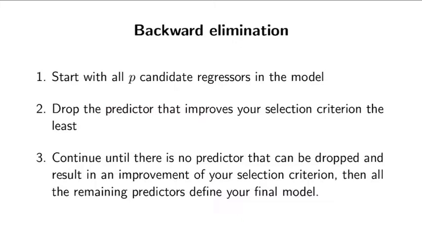Now, with backward elimination, we're basically going to start with a complicated model. For instance, if we have 10 predictors, we're going to start with all of them. And of course, we're going to be dropping the predictor that improves your selection criterion the least. We continue until there's no predictor that can be dropped anymore and result in an improvement of your selection criterion. Then the remaining predictors will be part of the final model. I wanted to take note of that.